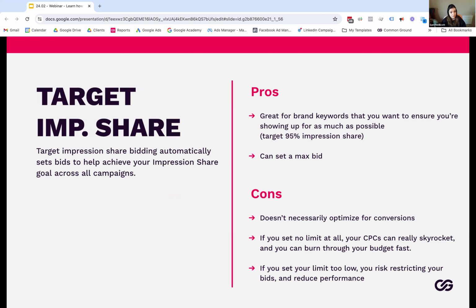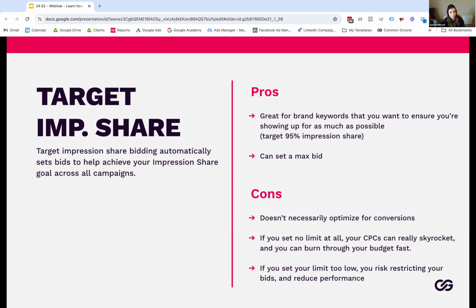And then the next one is the target impression share. With this, you can tell Google what your ideal impression share would be. For branded, it might be 85, 95%, depending on how your competitors are bidding on you. I wouldn't go for 100%. With this, you can see cost per clicks can really skyrocket, and you want to make sure that you're not bidding too much for that tiny 5%, which could be utilized for your non-branded campaigns.